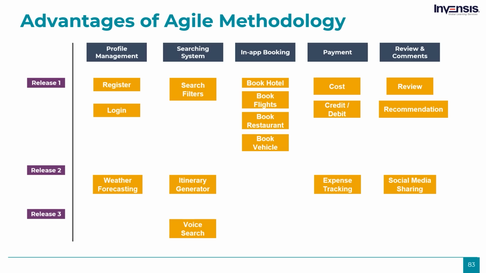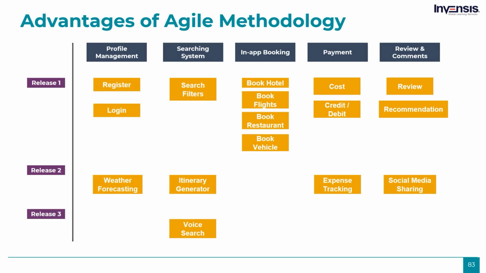I have various features set for different releases. In Release 1, I have MVP features that are just enough to get the first version of the product out with the least amount of risk. By the way, MVP refers to a minimum value product. In this example, MVP features would be user profile management, which includes user registration, login, and geolocation. Then there is a search system that has various filters based on which users can search for rooms, places, etc. Then there's booking, payment, and review and recommendations.